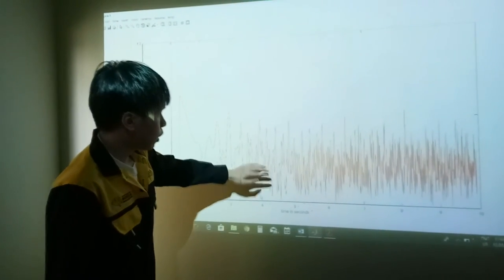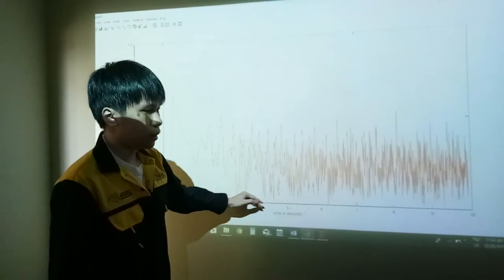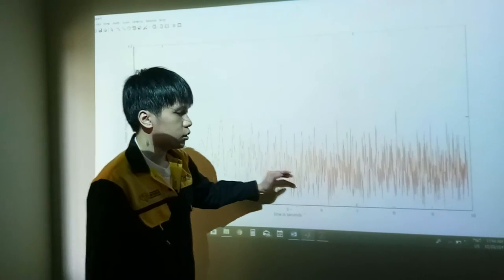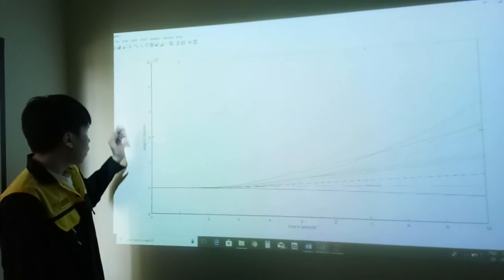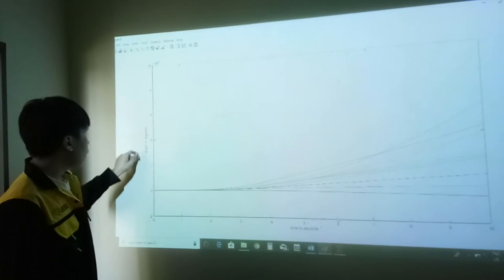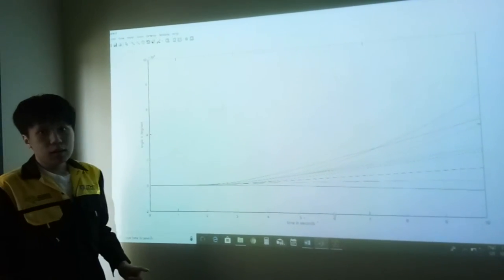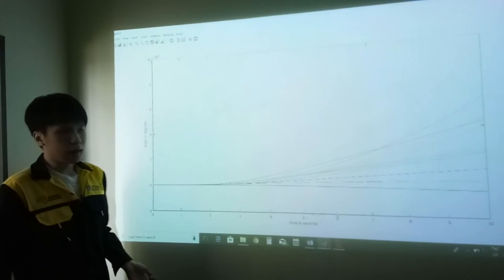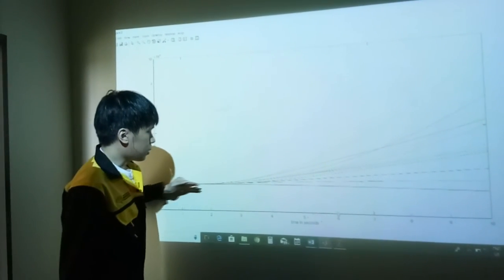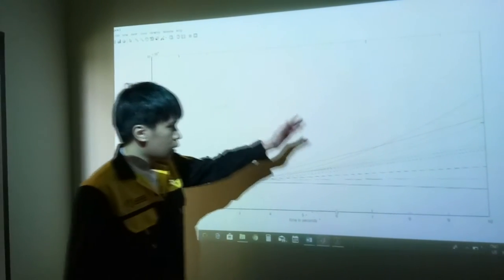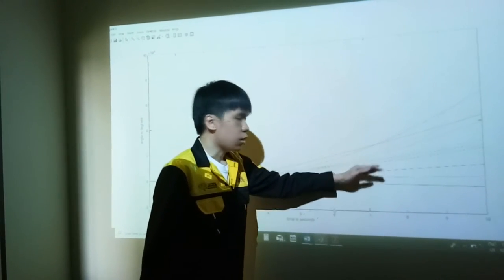As you can see, this graph is very distorted. And for this graph, it shows rotor angle in degrees versus time in seconds. Unlike the marginally stable case, it just increased for each respectively.